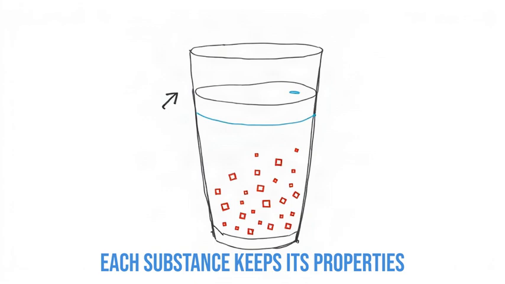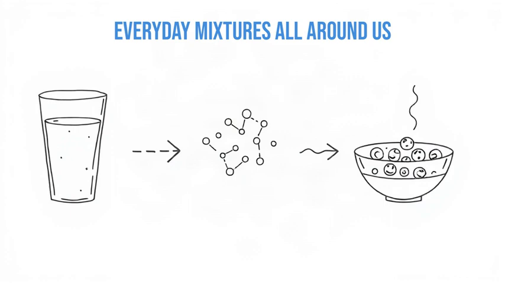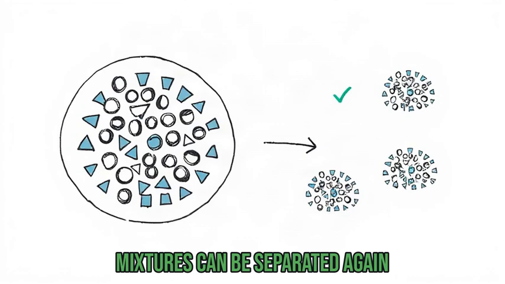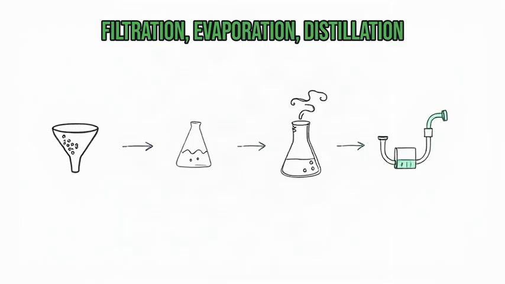In a mixture, each substance keeps its own properties, even when it's stirred right in. Salt water, air, and even a bowl of cereal with milk are all everyday mixtures. Because nothing new is chemically formed, mixtures can be separated back into their original parts. Scientists use different separating techniques depending on what the mixture actually contains.